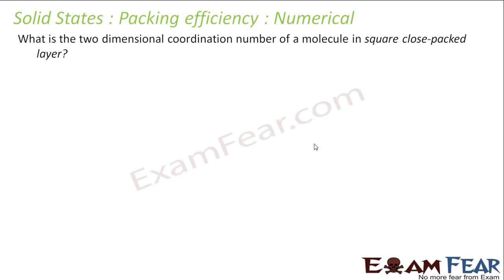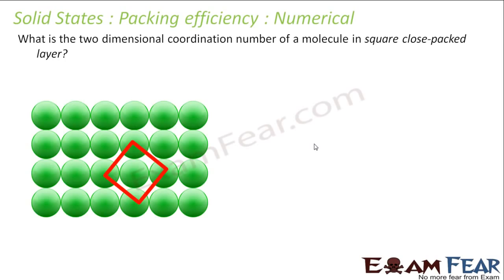Let's take one more numerical. What is the two-dimensional coordination number of a molecule in a square close packed layer? So let's draw the square close packed layer. We have seen that, for example, this atom is linked to 1, 2, 3, 4 other atoms. So the coordination number will be 4. Pretty easy, since it is two-dimensional.